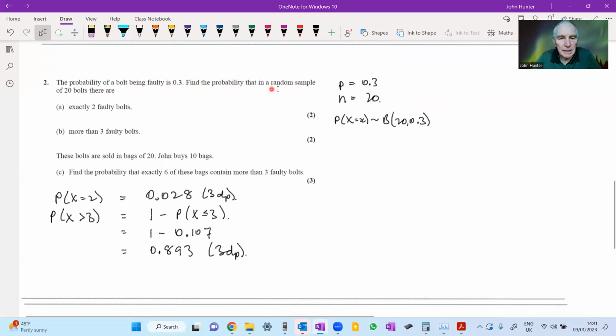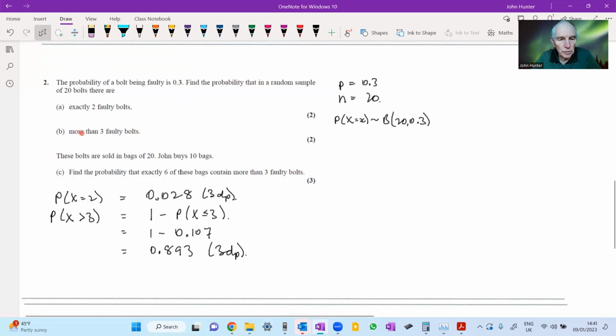Find the probability that in a random sample of 20 bolts, there are exactly 2 faulty bolts. So we've got our p is 0.3, our n is 20. This is the binomial distribution. This is how we describe it. So the probability that the random variable is exactly equal to 2. Again, get the calculator out, and we'll work that out to 0.028.